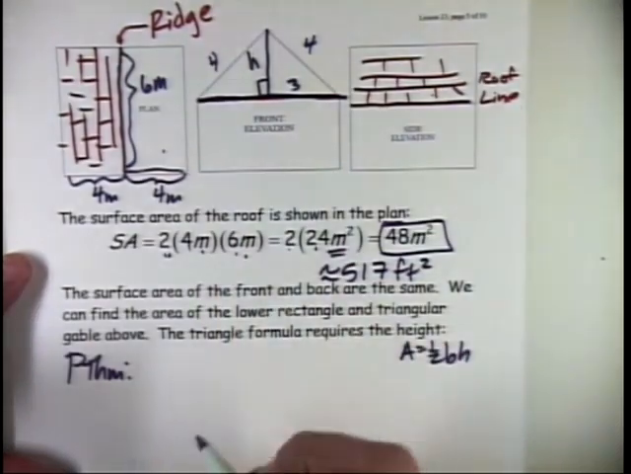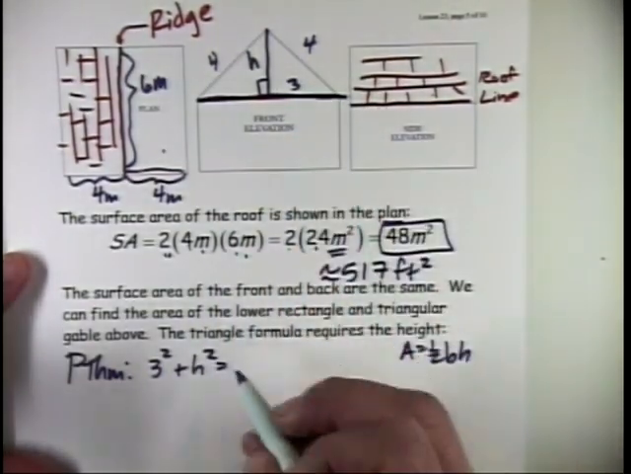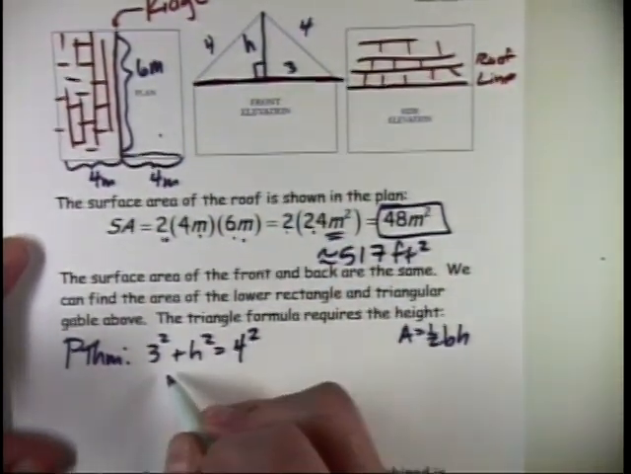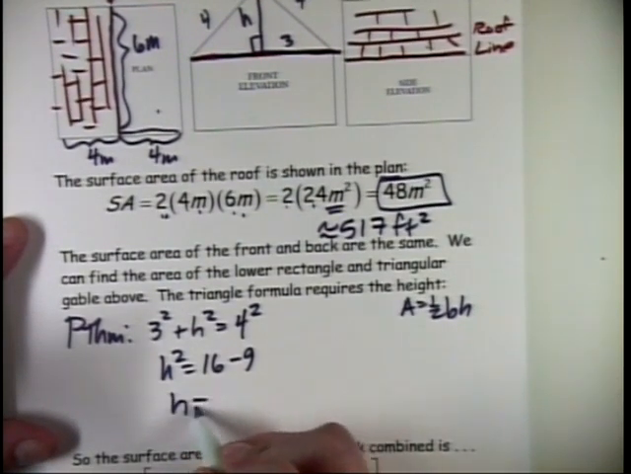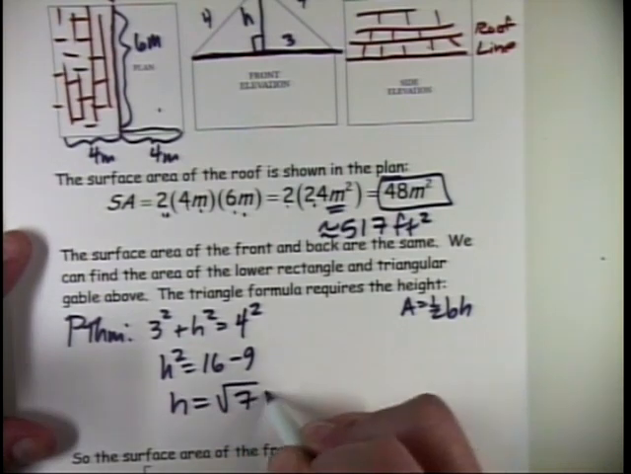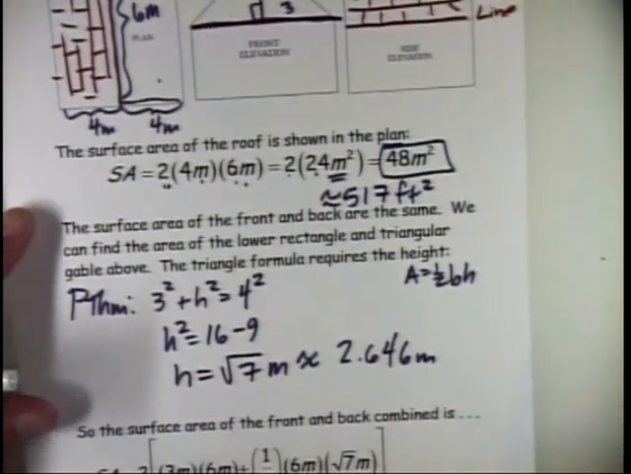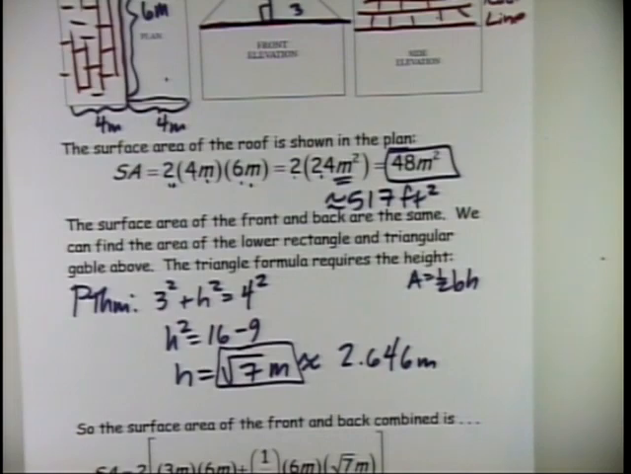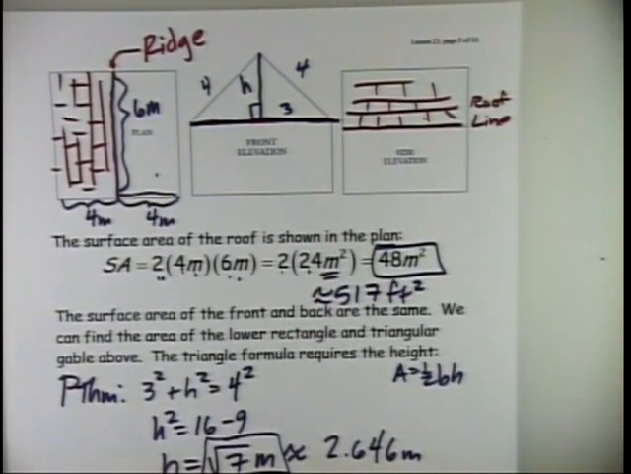So down here, I'm going to call it the P theorem. I know my two shorter legs, 3 and h, so I have 3 squared plus h squared equals the hypotenuse, which is the pitch or the slanted roof portion, 4 squared. And I'll solve, and I get h squared equals 16 minus 9, taking the square root of both sides. We get h is the square root of 7 meters, which is approximately 2.646 meters. But I'm going to use the square root of 7 on my interior calculations because it's an irrational number, and I don't want to get rounding error. Okay, so now that I know that, I can find the surface area of the front and rear elevations.